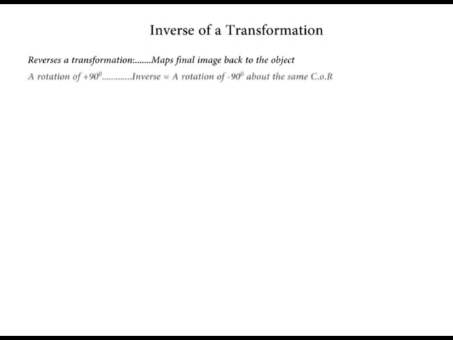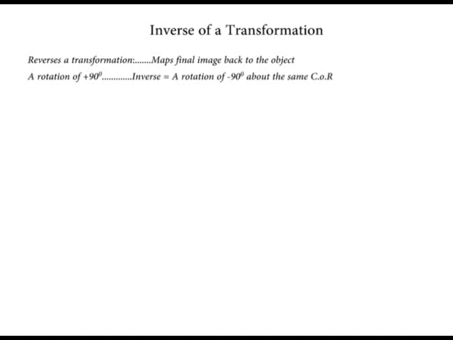Next, inverse of a transformation. The inverse of a transformation reverses the transformation. This means that the final image is mapped back onto the original object. For example, if a figure is rotated positive 90 degrees, then the inverse is a rotation of negative 90 degrees about the same center of rotation. A matrix that maps an image back onto its object is called the inverse of the matrix of transformation.